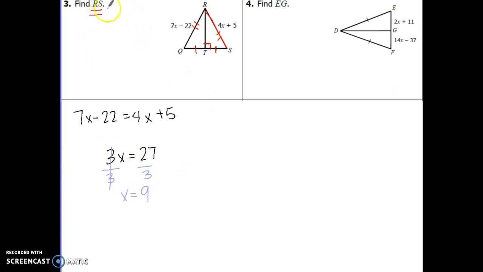However, we are not done. Remember, we are looking for RS. And RS, we were told, was 4 times x plus 5. So I'm going to take this x that we found and substitute it back up here. So we will say 4 times 9 plus 5. We will plug that in our calculator or do it in our head, and we should have gotten RS is equal to 41.